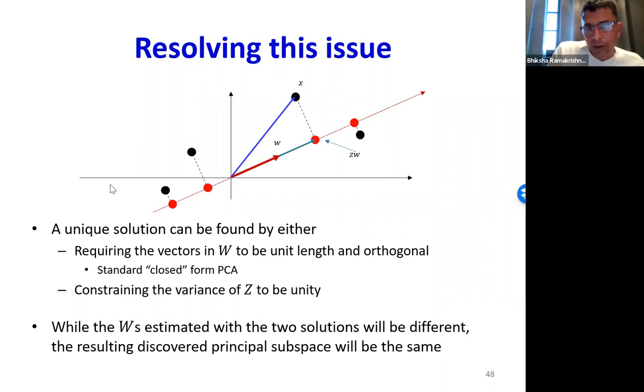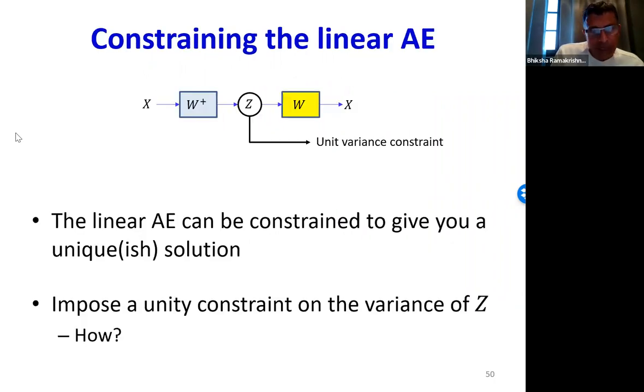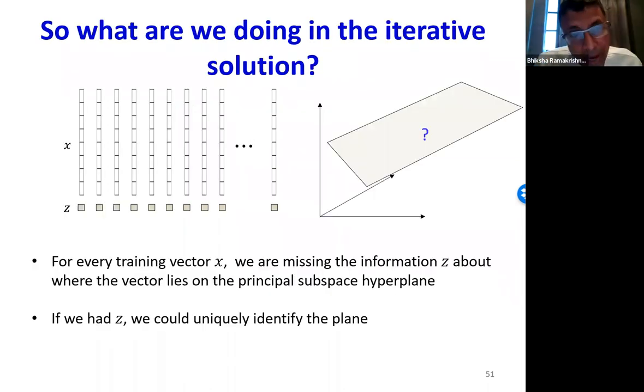Okay. All right. So beautiful, right? And so this is our linear autoencoder basically. It can be constrained to give you a unique solution by simply saying that Z must have a variance of 1. How? We'll get to it. But then let's go back and look at what we are doing in the iterative solution.